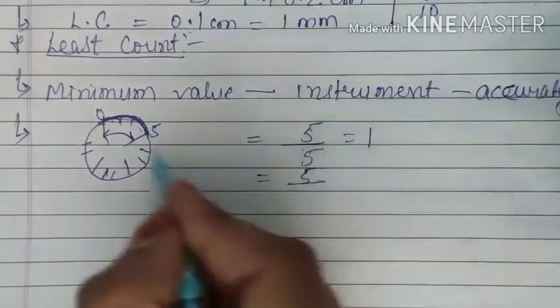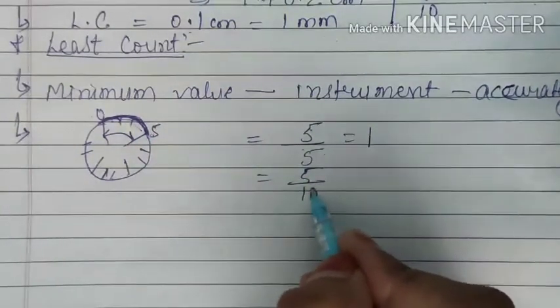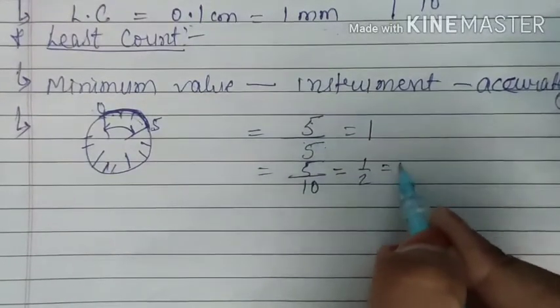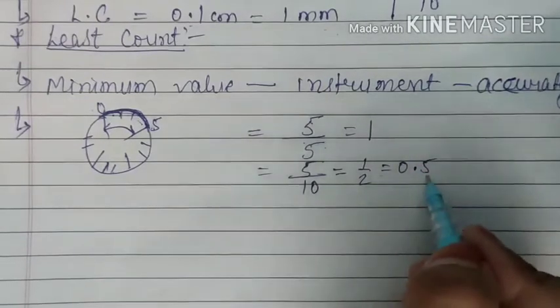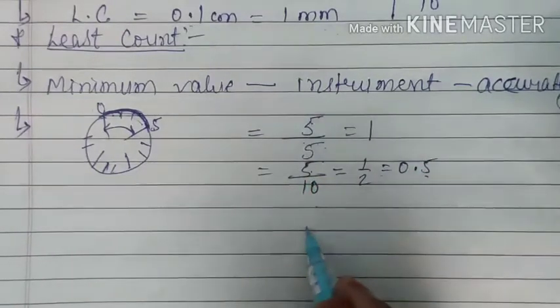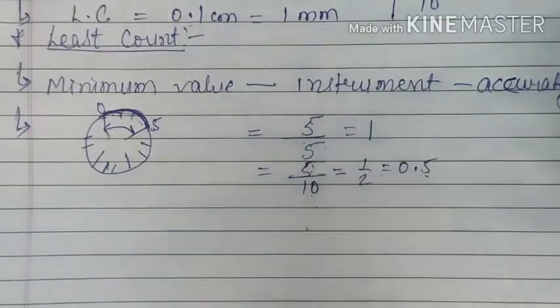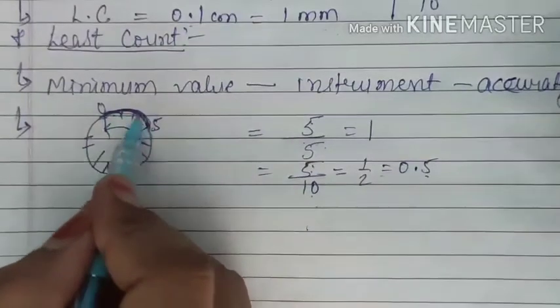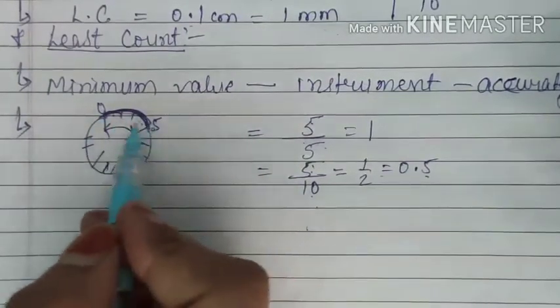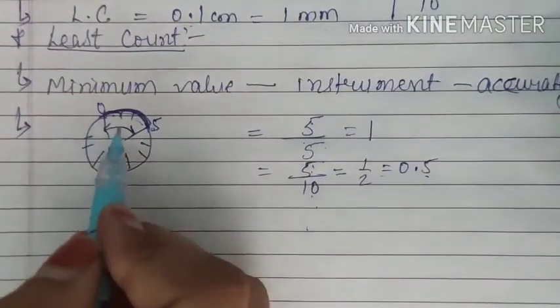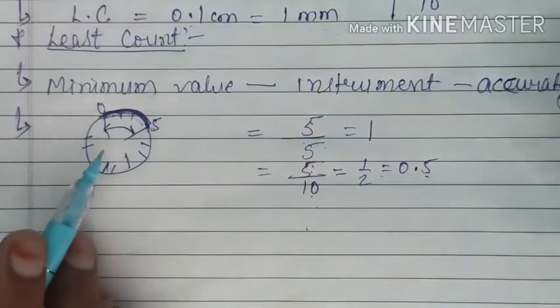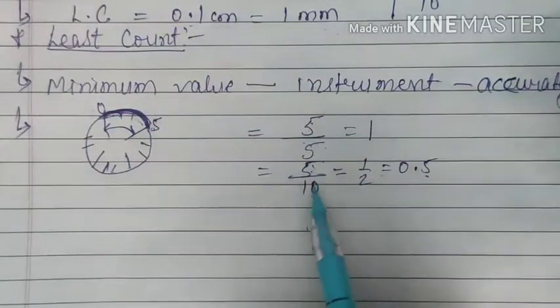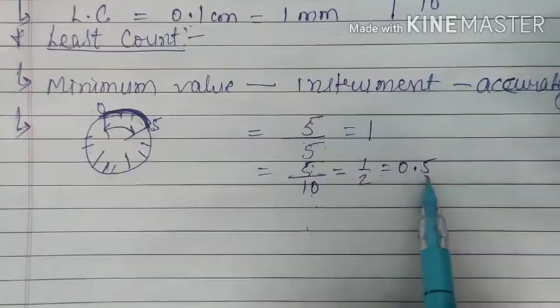And if you have 10 divisions here, then you will divide by 10, and then it will be 1 by 2, that will be equal to 0.5. Unit we will see later. Okay, so 0.5. Similarly, it can be 5 upon 20 also, it can be 10 upon 5 also. So what we have to do to find out least count is see the difference between two larger divisions divided by the total number of smaller divisions it has, and we will get our least count.